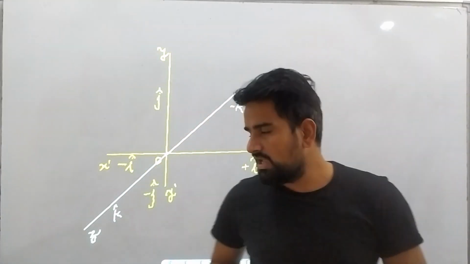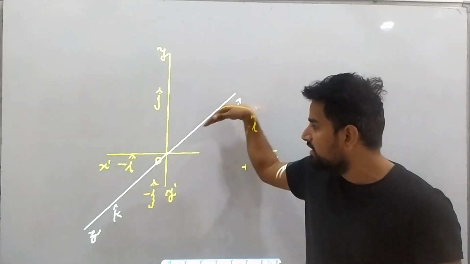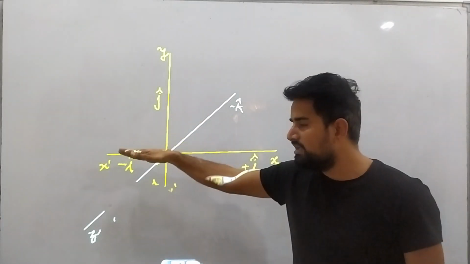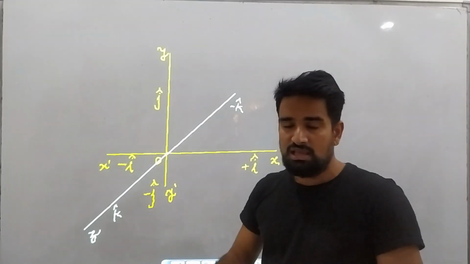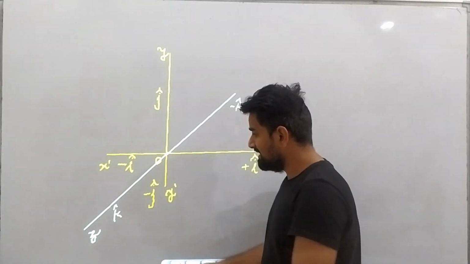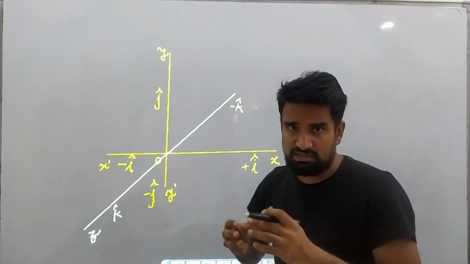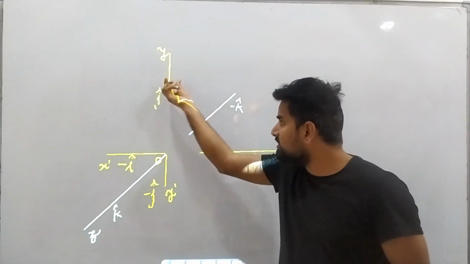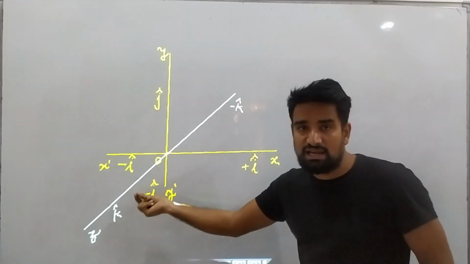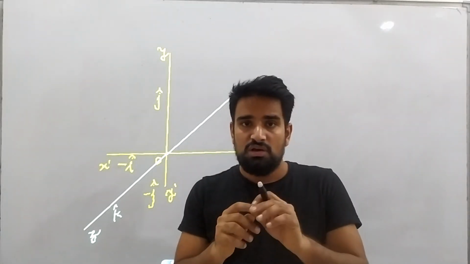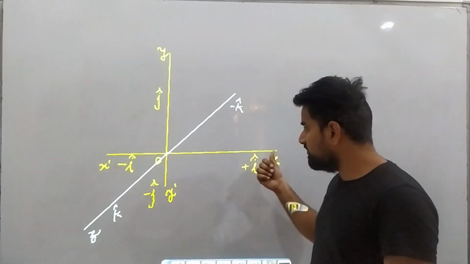I hope you understand that there are multiple types of unit vectors that we use in mathematics: i cap, negative i cap, j cap, negative j cap, k cap, and negative k cap. k cap represents movement on the z-axis, i cap represents movement on the x-axis, and j cap represents movement on the y-axis. Whenever I move on the x-axis in any direction, I represent the direction of that movement by i cap, on the y-axis by j cap, and on the z-axis by k cap. Positive and negative symbols represent movement in the positive direction and the negative direction.